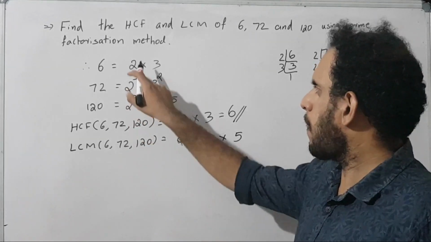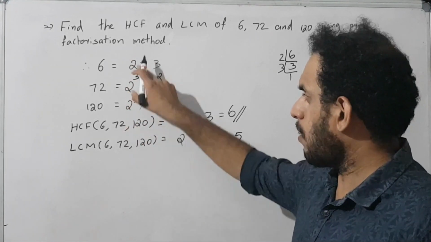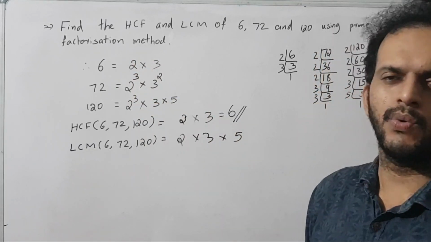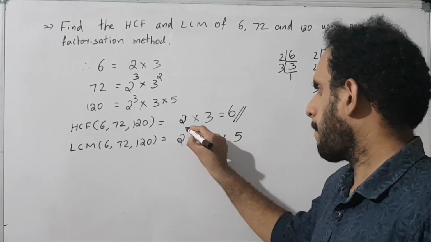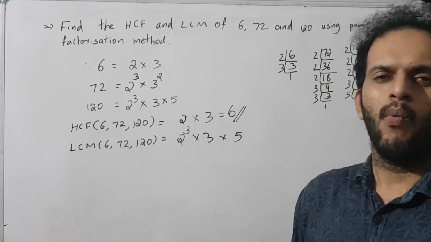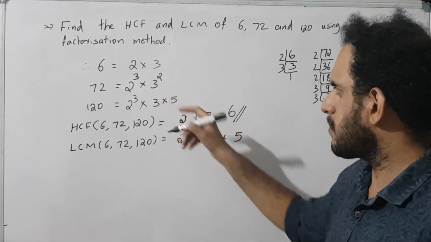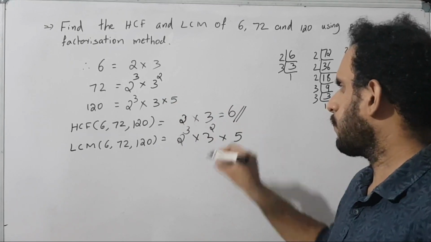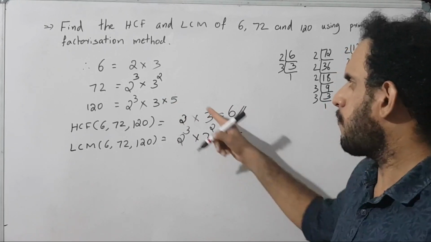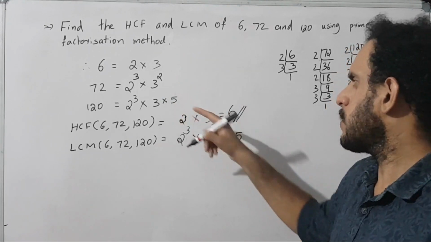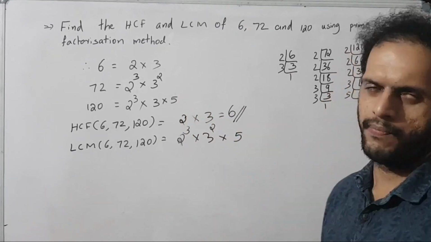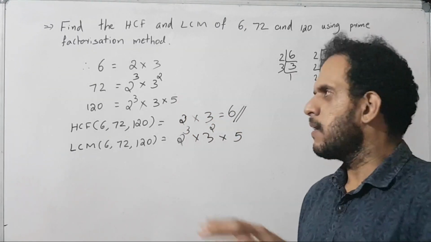Then what is the highest power of 2 in all the cases? That one is 2 raised to 3. What is the highest power of 3? The highest power of 3 in all the cases, that is 3 raised to 2. What is the highest power of 5? Only one 5, the power is 1. Then 5 raised to 1 means 5. Right? Now, what do we do here?